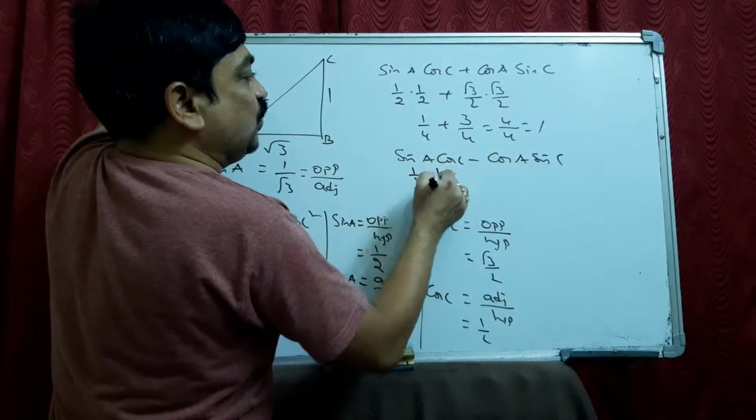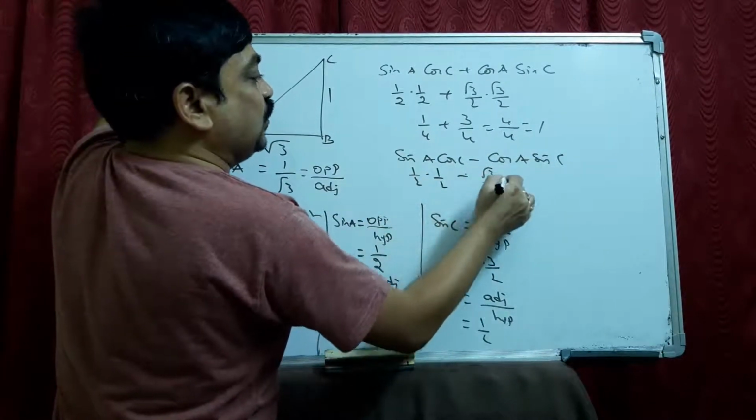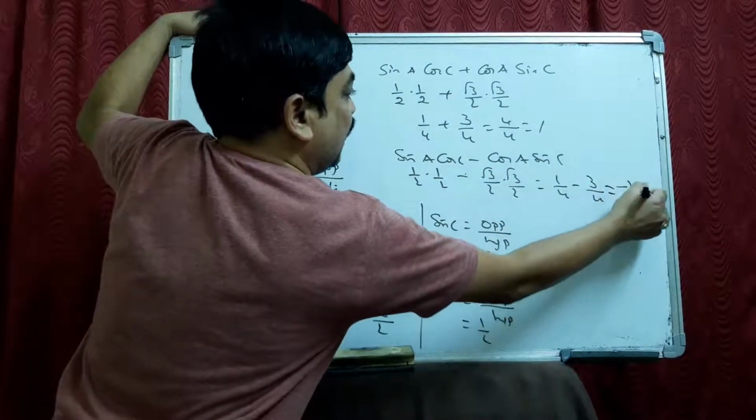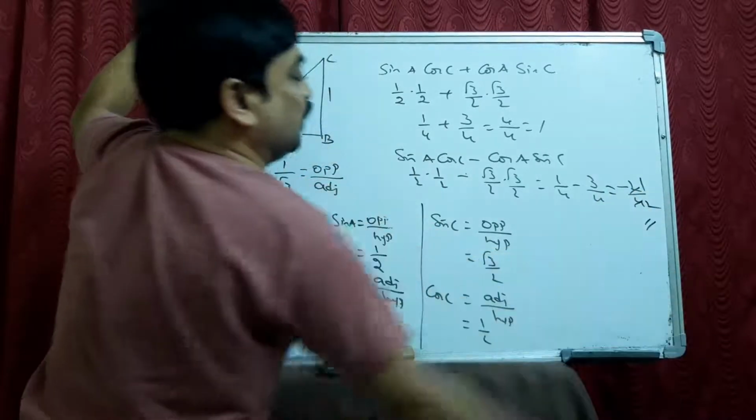So 1 by 2 into 1 by 2 minus root 3 by 2 into root 3 by 2. It becomes 1 by 4 minus 3 by 4, which is minus 2 by 4, that is minus 1 by 2.